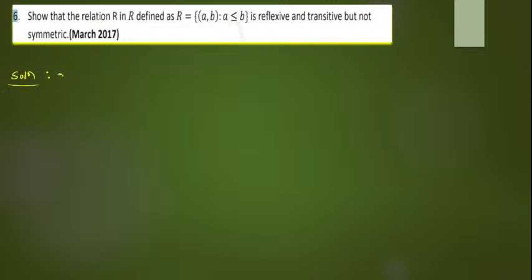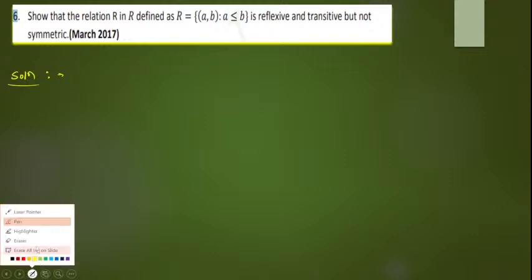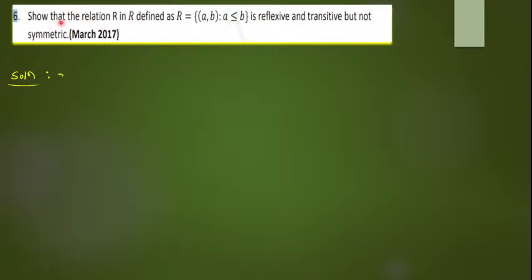For the solution part, first you have to write what is given. Show that the relation R defined in R only is given by: the relation R is defined on the set of real numbers. This R is the set of real numbers. The relation is denoted by R. It contains an ordered pair a comma b such that a is less than or equal to b, is reflexive, transitive but not symmetric, he says. Okay? We'll see this.